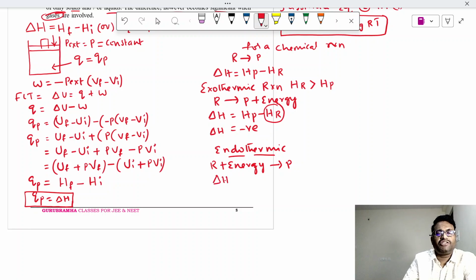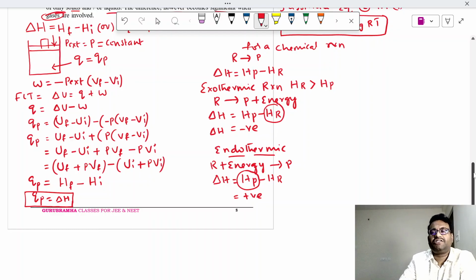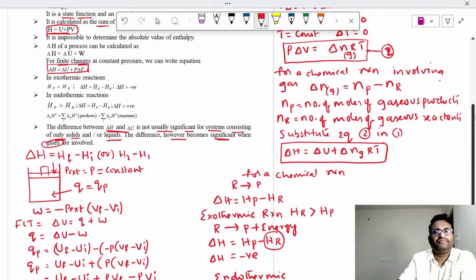So delta H is equal to HP minus HR. As product energy is greater, we get it as a positive. For endothermic reaction, delta H is positive. For exothermic reaction, delta H is negative. Okay.